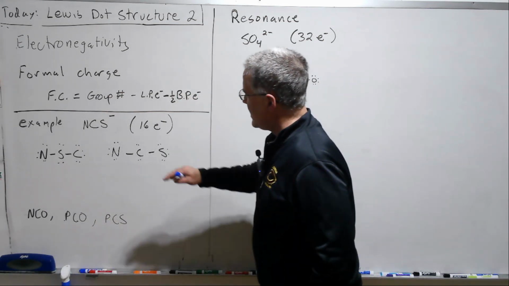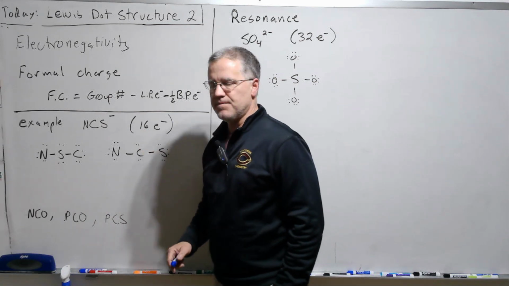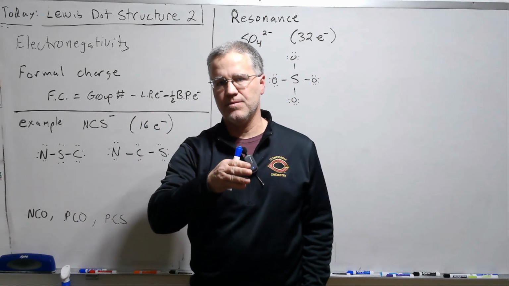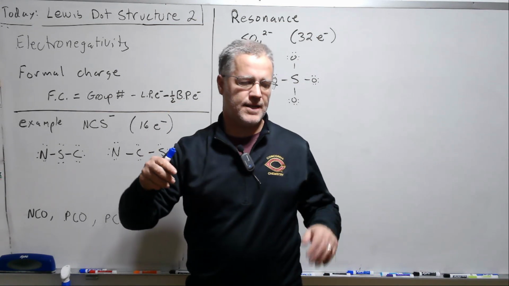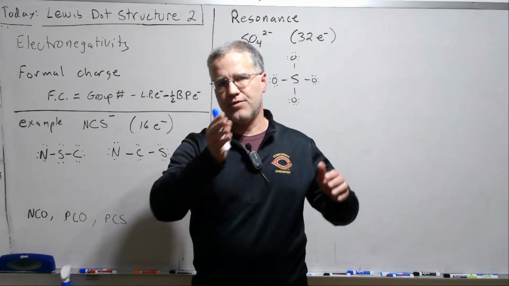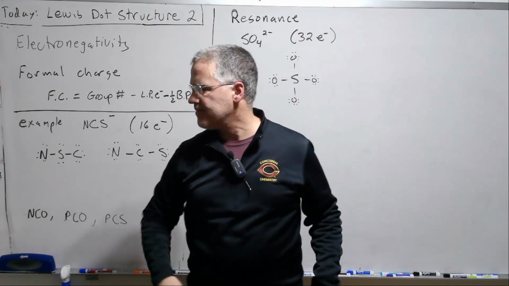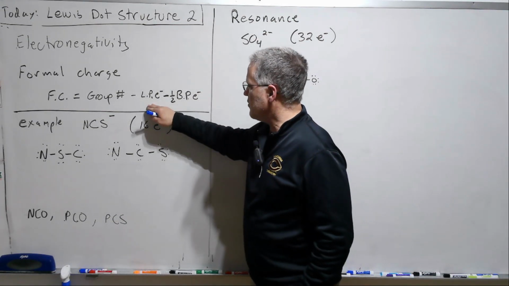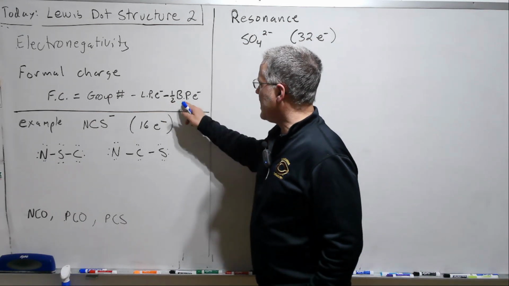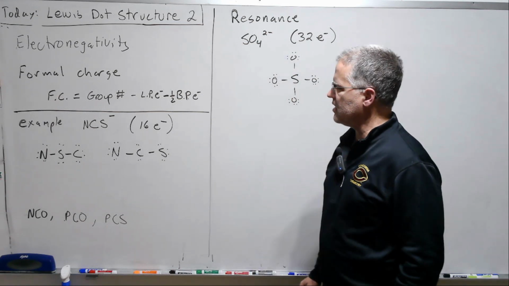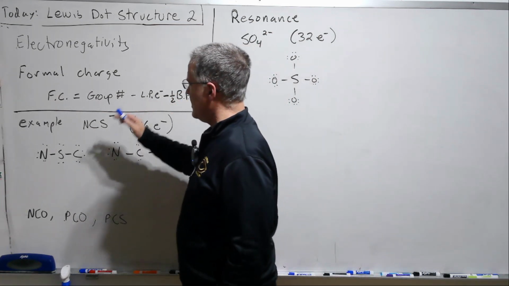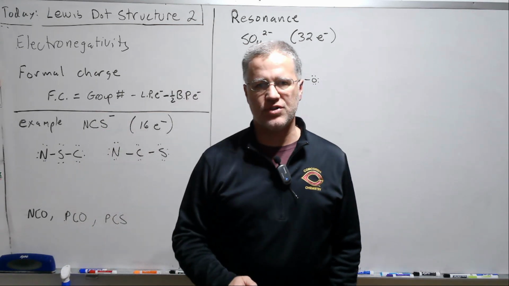And so this is calculated by taking the group number from the periodic table, using the A series, so 1A, 2A, 3A, then boron, and so on, minus the number of lone pair electrons, so we count each lone pair electron, and then 1/2 of the bonding pair electrons. So let's see how this works itself out in deciding a Lewis structure.